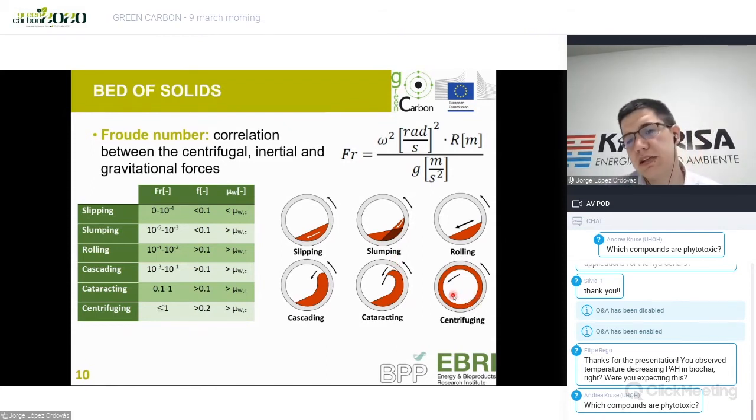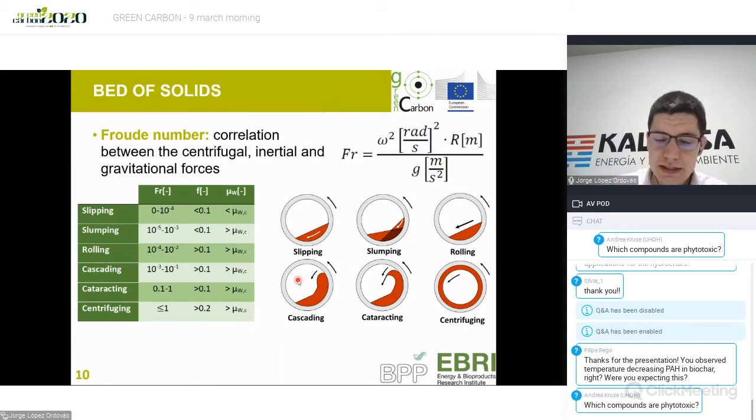In this case, centrifuging is just that the solids are adhered to the wall, and keep rotating with it due to the high rotational speed of the reactor, of course. So it doesn't mix, it doesn't do anything, and you keep heating the part in contact with the wall, but then the part inside doesn't heat up as much as the other one. So we have a lot of temperature gradients. On the other hand, we have slipping, in which the wall moves, but then the solids don't move at all. They always remain in the same position, on the same coordinates.